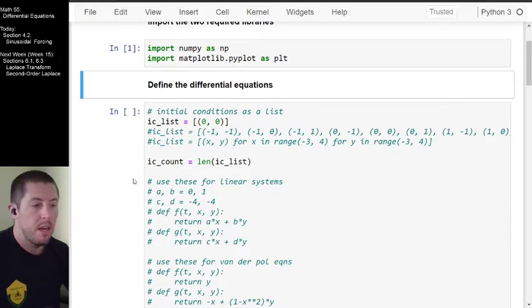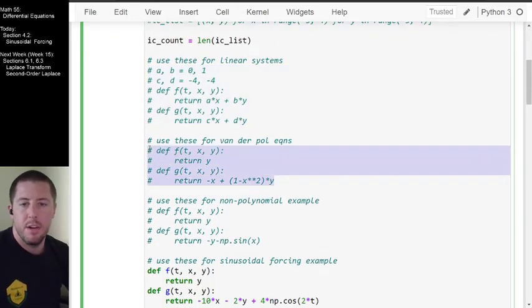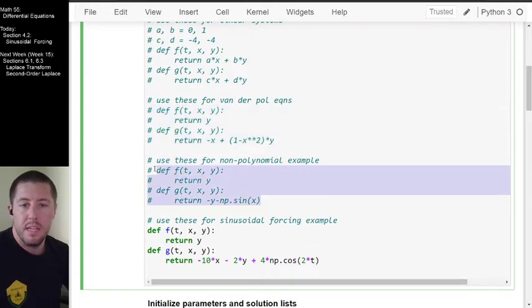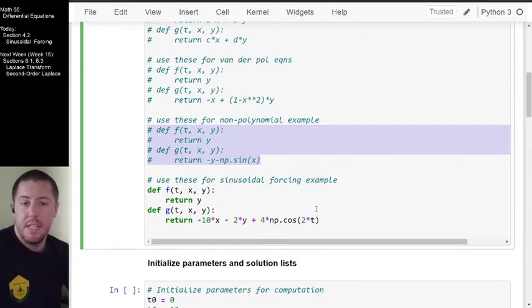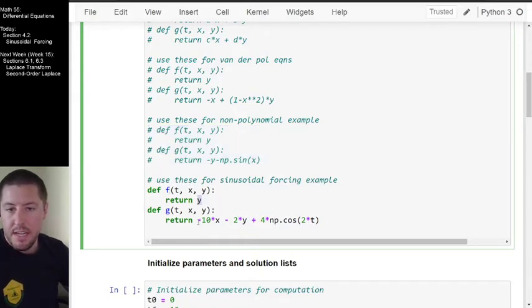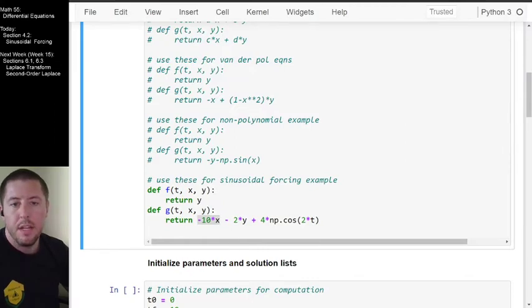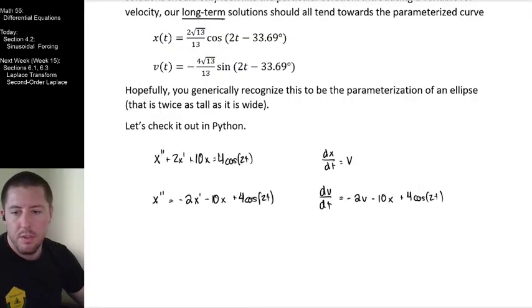And the important thing is here, we've seen a whole bunch of different things. We've seen our linear systems here, where we define A, B, C, and D, and do AX plus BY, CX plus DY. We looked at the van der Pol equations in 5.1. We looked at the non-polynomial example in 5.1. But today we want to look at our sinusoidal forcing example. So what you should see is that this, in terms of F and G, is now exactly what we had just come up with one moment ago: we said that dx/dt equals v, and dv/dt equals negative 10x minus 2y plus 4 cosine of 2t. And by the way, did I get that ordering right there? So I've got all that in here.